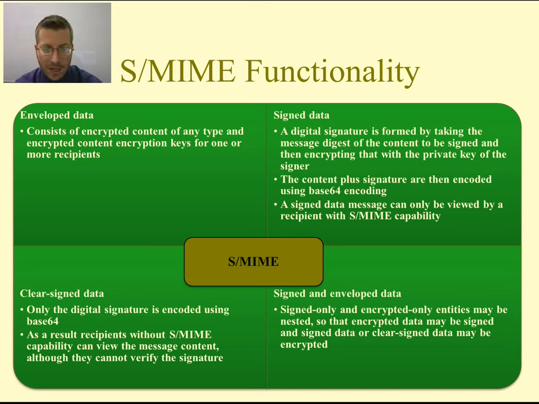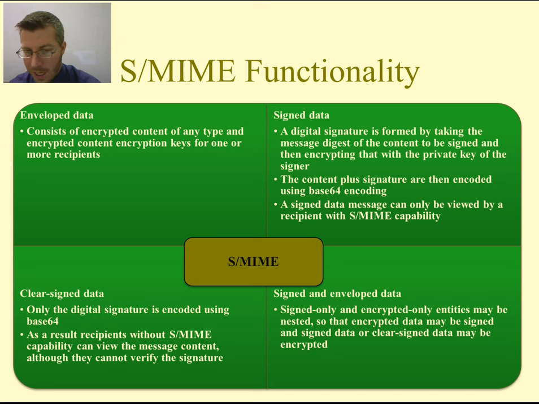If we go down to the bottom left, the clear signed data, only the digital signature is encoded using Base64, and then recipients without S-MIME can still view the message content, although they cannot verify the signature. So this allows us to transmit emails securely. However, if somebody doesn't have S-MIME capability, they're still going to be able to read the email. They're just not going to be able to verify from whom it came or that it actually is correct from what was transmitted originally.